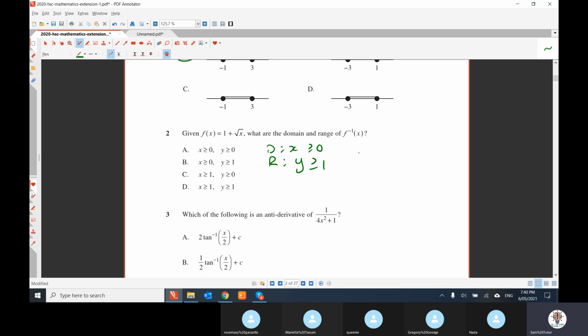So for your inverse, it's going to be the opposite, right? Domain is going to be x greater than or equal to 1. Range, y is greater than or equal to 0, which is C plus 1.